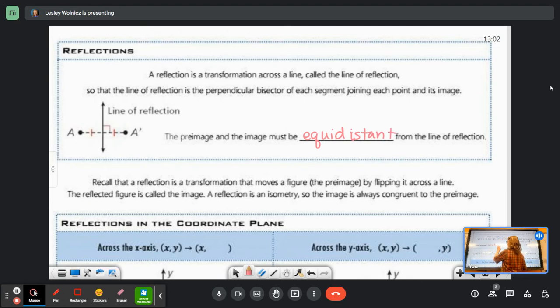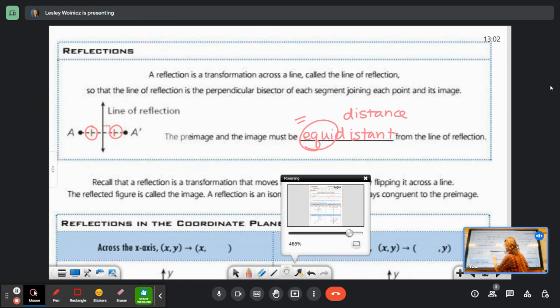Okay, that's a big word, but if you break it apart, equa looks like equal, okay? And you can see the word distance in distant. Equal distance. You can see that these are marked as congruent, and we know that segments that are congruent have the same measure. So they are equidistant from the line of reflection.